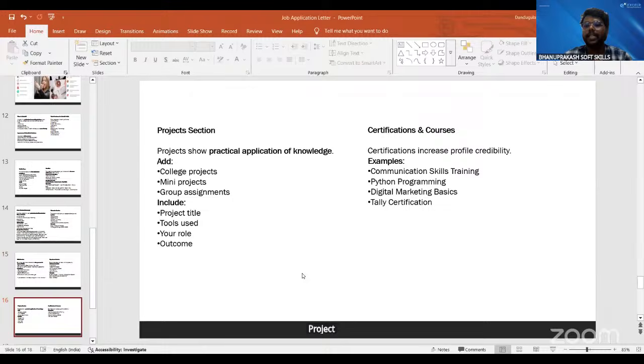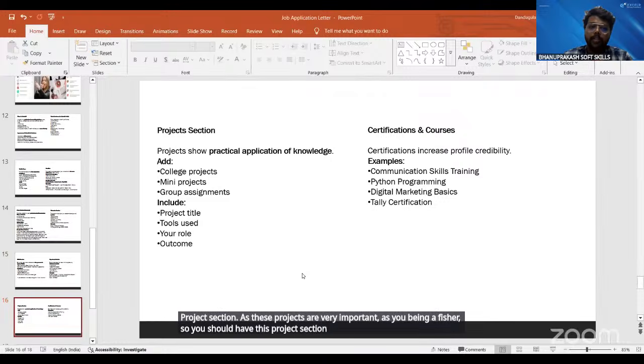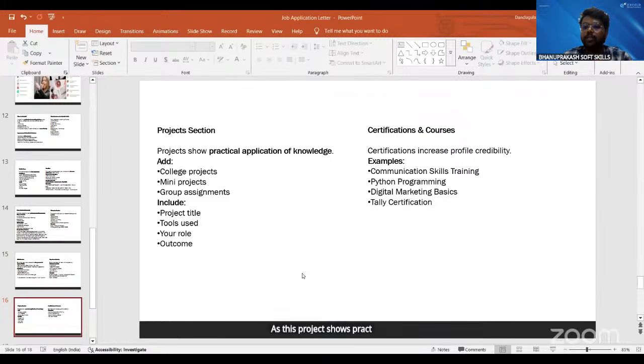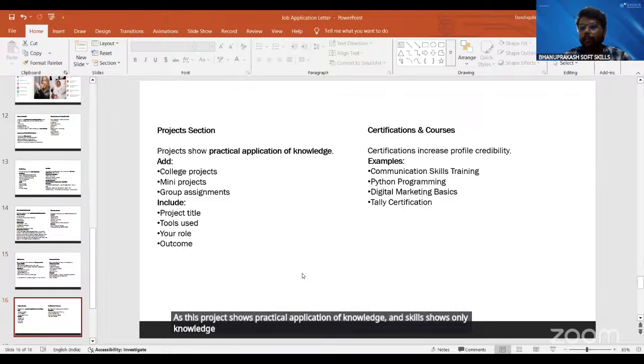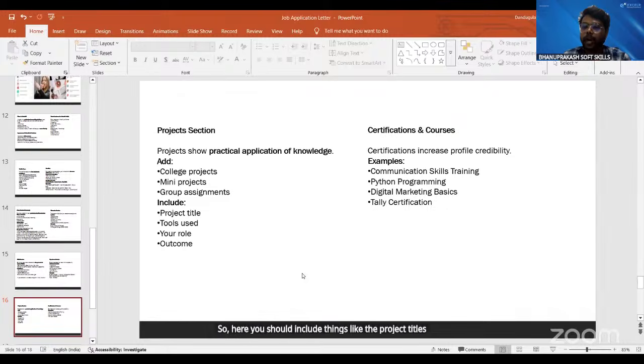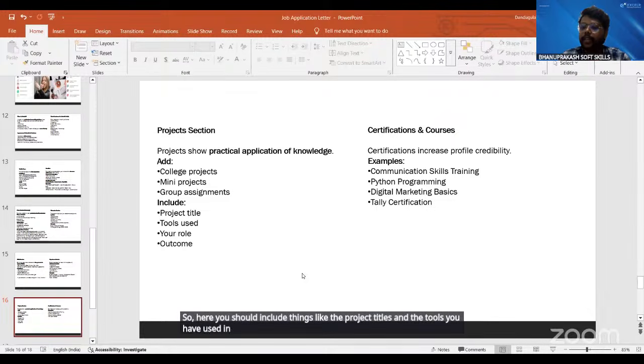Next, the project section. Projects are very important as you are a fresher, so you should have more in this project section. Skills show only knowledge, while a project shows practical application of that knowledge. You can add college projects, any mini projects that you did in your graduation, or group assignments that you did. Here you should include the project title, the tools you have used, your role in it, and the outcome. What is the result at last?